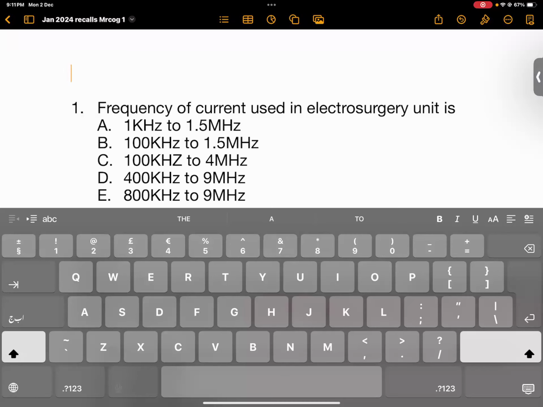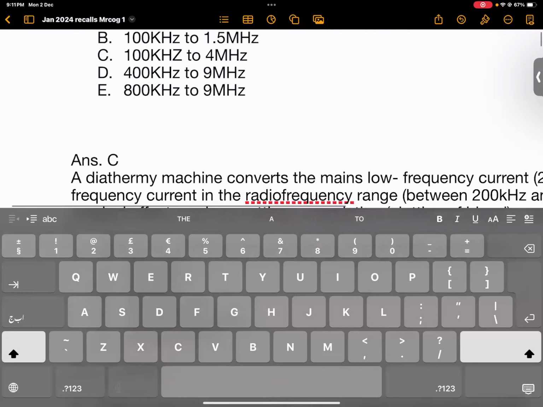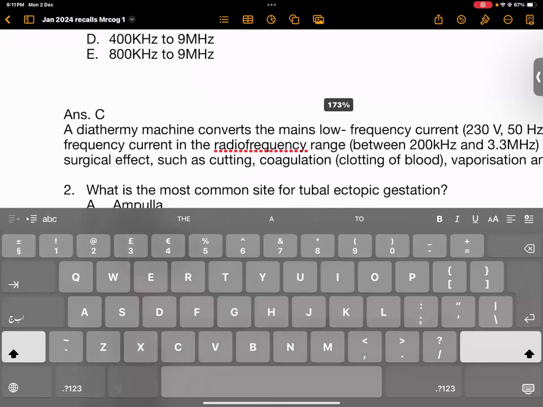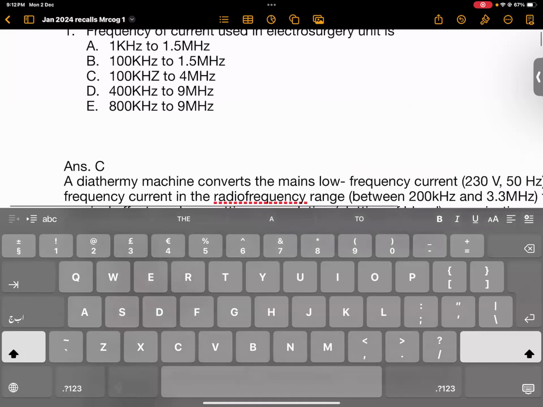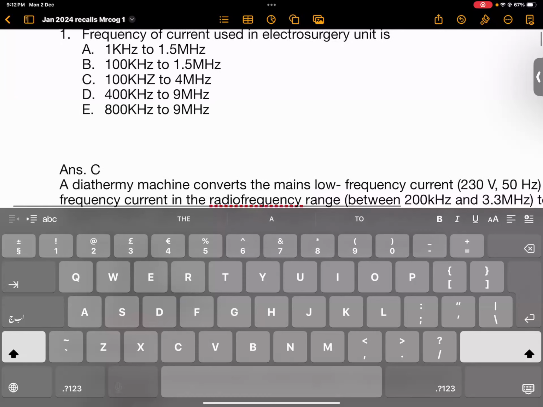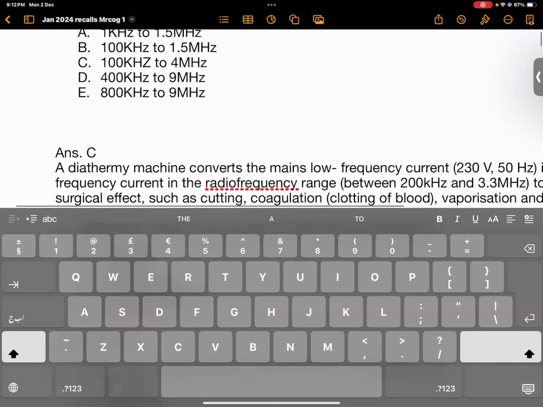Basically, we have discussed in our lecture as well that it should not be less than 100 kilohertz. So from 100 kilohertz it should be onward. In electrosurgery unit we use approximately between 3.3 megahertz, so we have to decide between B and C. Both are above 100 kilohertz, but it should be at least above 1.5, so it cannot be the B option. That is why it is the C option.